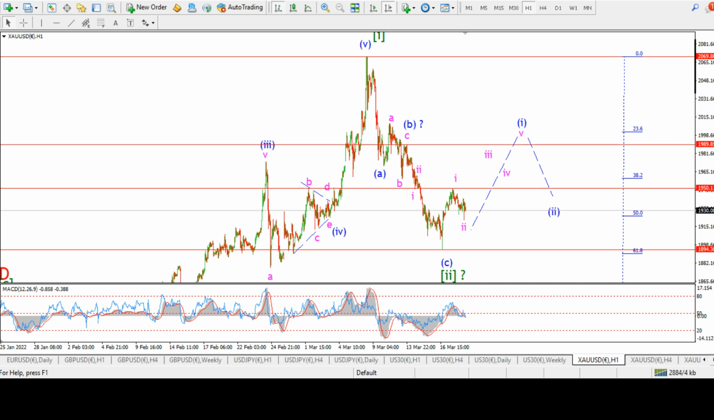Okay, here we go. This is a possibility for the outcome here. We do have 62% retraced in wave 2.